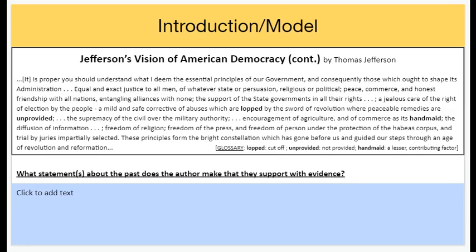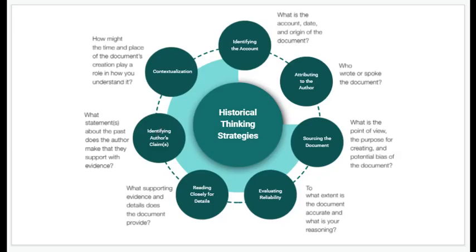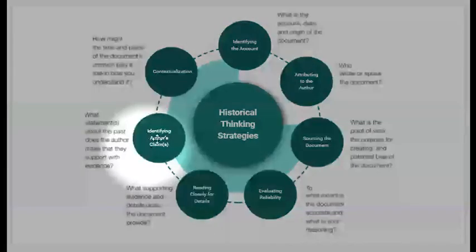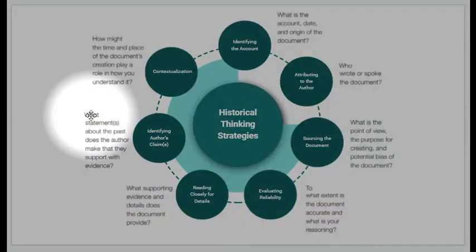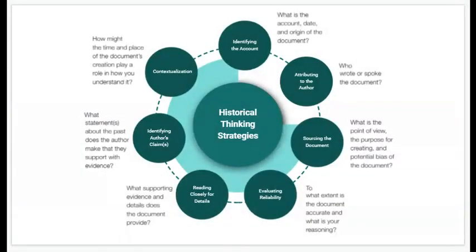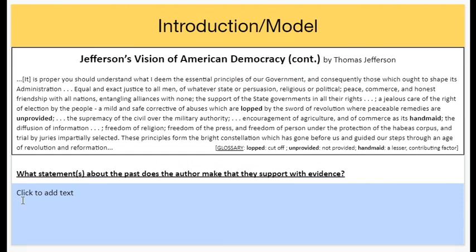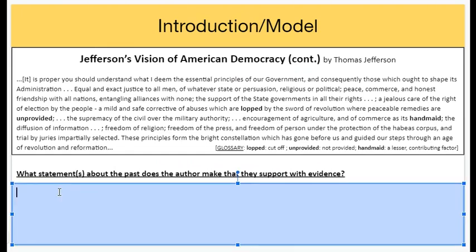Next question. What statement about the past did the author make that they support with evidence? So let's go back here, identifying the author's claim. What is the author saying? What statement about the past does the author make that they support with evidence? So it's not just that we're looking for evidence, it's what does the author say that they back up with evidence? Okay, so let's see how Jefferson does that.